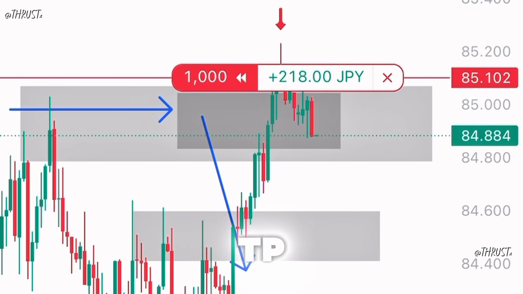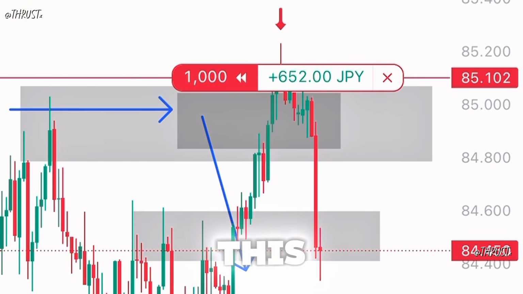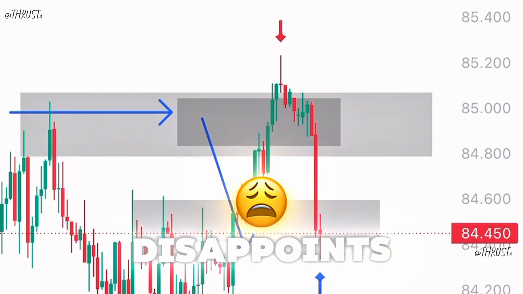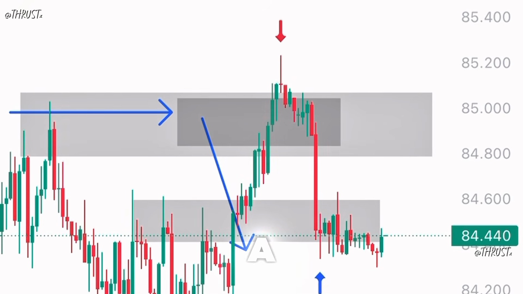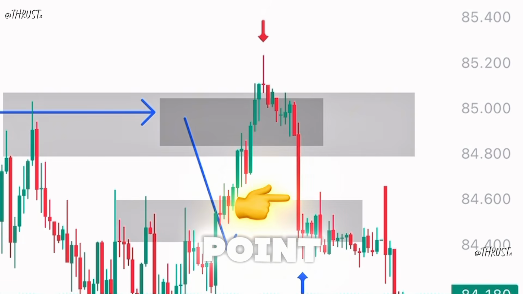And then you wait for everything to unravel. You wait to TP. You see, this strategy never disappoints. It never disappoints. You only need to find a current higher high, okay, or a current lower low, and then you just wait for the next point where it will come back to that area.